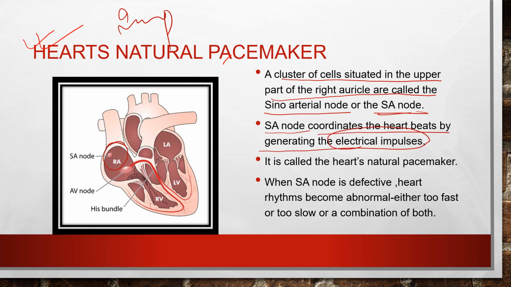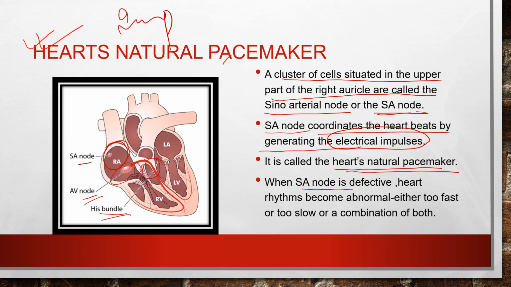There are several nodes in the heart. So this is the SA node. There is the AV node. This is the bundle of His. So there are several nodes in the heart, whereas this bunch of cells is coordinating the heartbeats by generating the electrical impulses, and it is called the natural heart pacemaker.